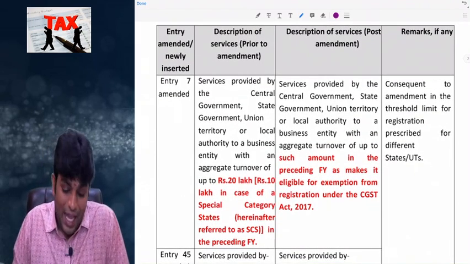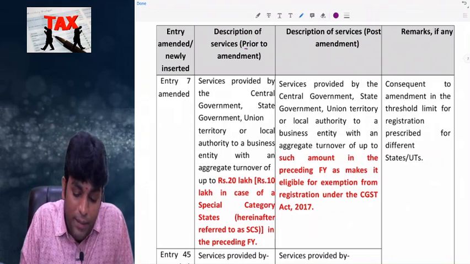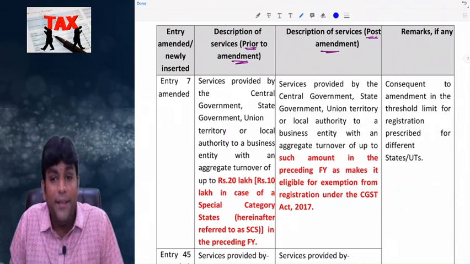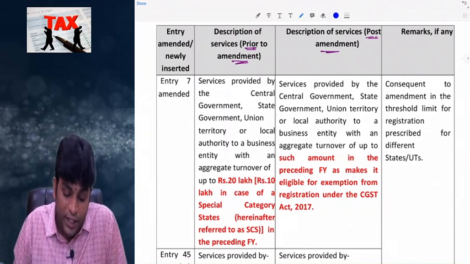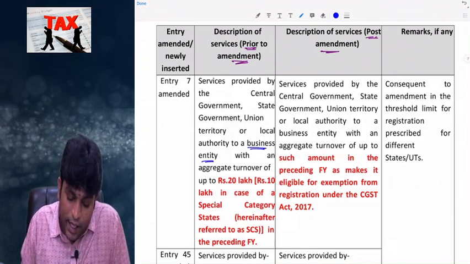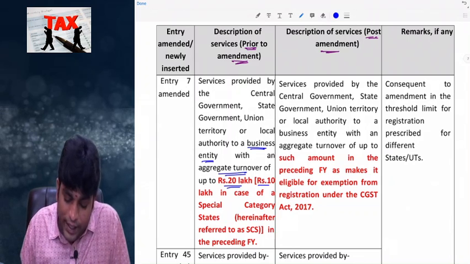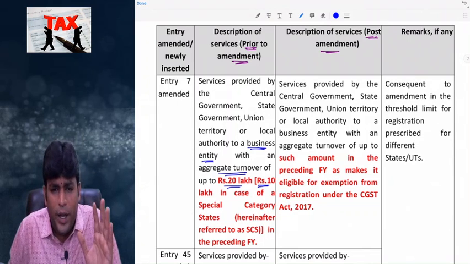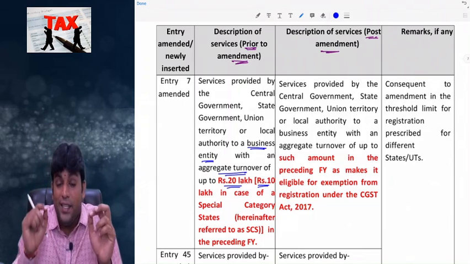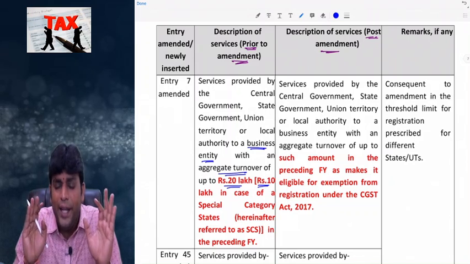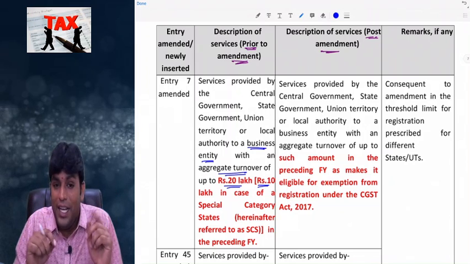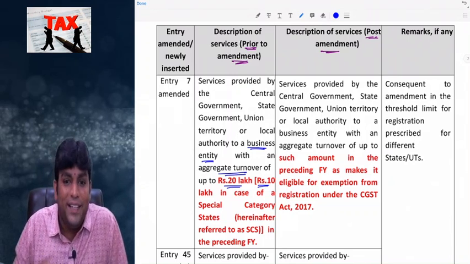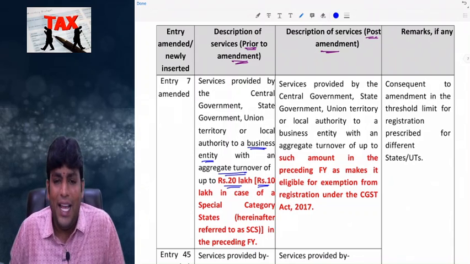First one, there are two columns here, prior to amendment, post amendment. Services provided by central government, state government, union territory, local authority to a business entity with aggregate turnover up to 20 lakhs, 10 lakhs. Like this they specified earlier. But we know the fact that we have got a concept of 40 lakhs also, right? If a person is engaged exclusively in supply of goods, then the limit will be 40 lakhs. But the 40 lakhs concept will not apply to Arunachal Pradesh, Meghalaya, Sikkim, Uttarakhand, Puducherry, Telangana. For these states, the 40 lakh story will not apply.